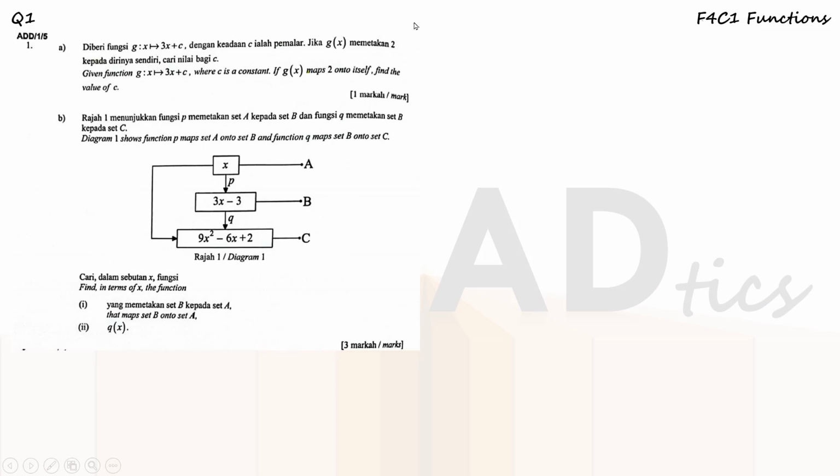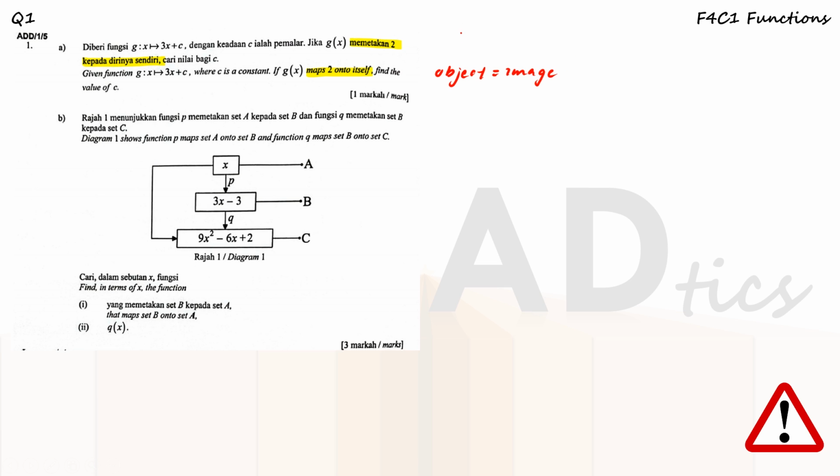Alright, so for question 1, it comes from the chapter functions, and for part A, we have this function g of x, and it says that if g of x maps onto itself, find the value of c. Right, so here, what does maps onto itself mean? This means that object will be equal to image.